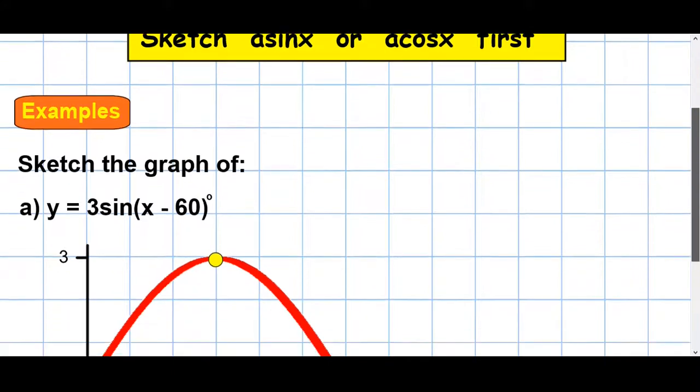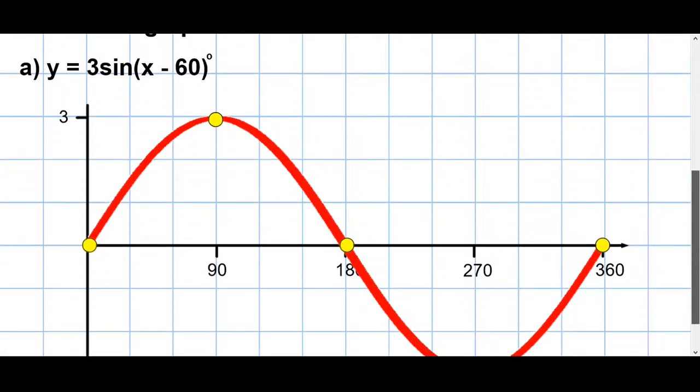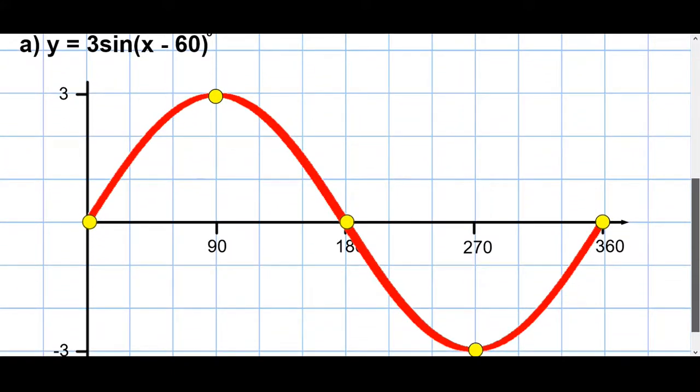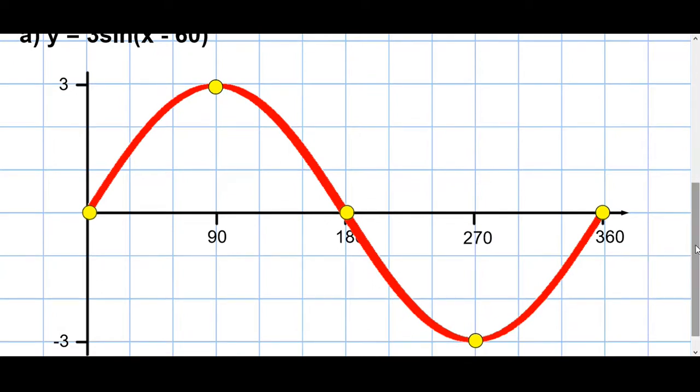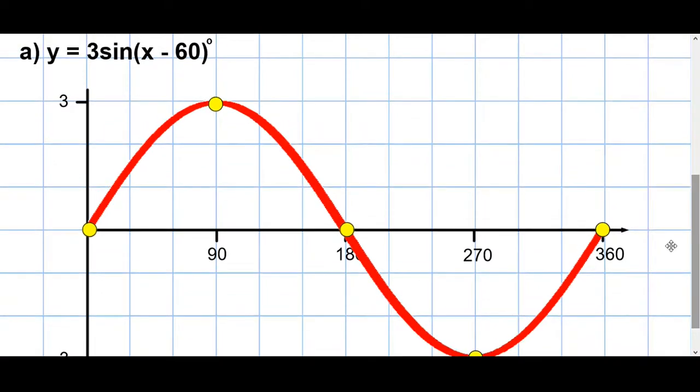So the first thing I would ask you to do, and I've done it here already, is draw a normal sine wave. Now you should be competent at this by now. If you're not, I would go back and study the earlier lessons and make sure you're really confident at drawing a normal sine wave. Put your 5 main points. It starts at 0, peaks up, back down at 180 at 0, back down to the bottom and back up.